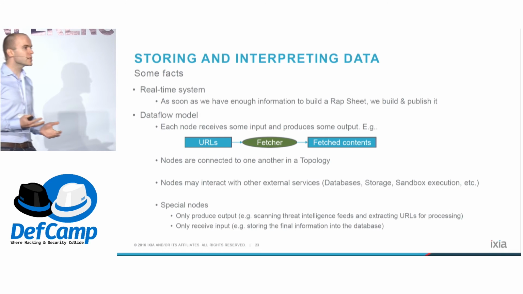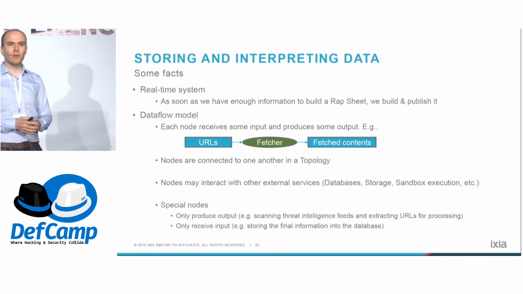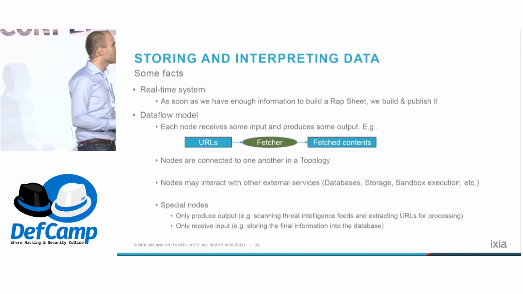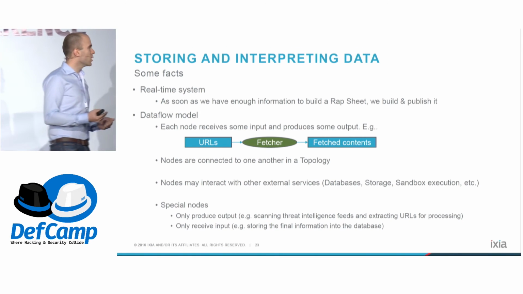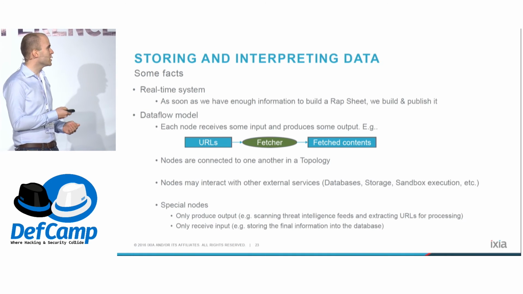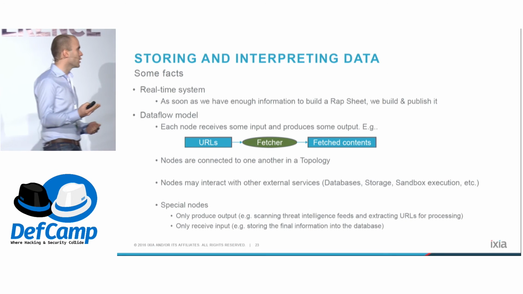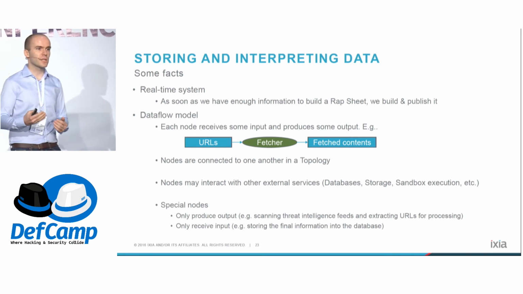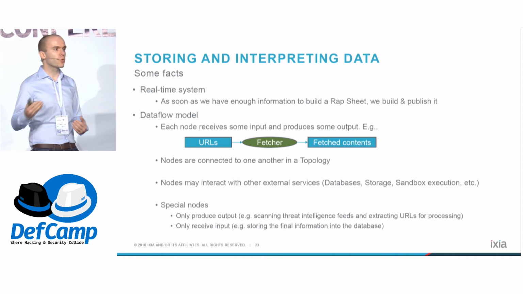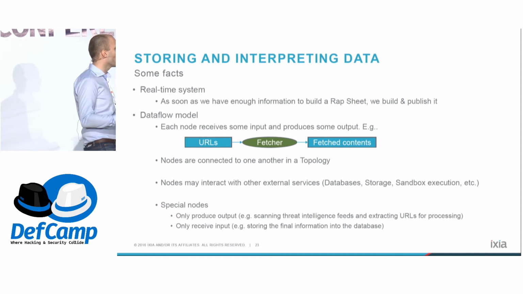So the whole system, if you're familiar, raise your hand, if you're not, is based on the data flow model. So in it, each node, as I've said, receives some input and produces some output. For example, the fetcher receives a URL to fetch and produces fetched contents. The nodes themselves are connected in a topology. You can rearrange the topology however you want. You can reuse the nodes however you want.